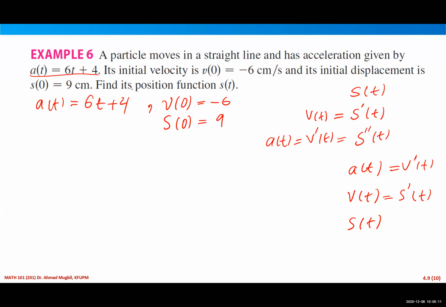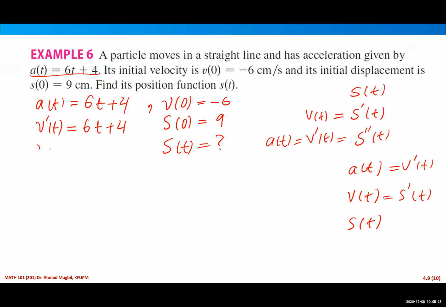Now, what do we want? The question is: find its position function, s of t. So we need s of t in general at any time t. This is what you are looking for. So what we will do, guys? Find the antiderivative. What is the acceleration? The acceleration is v prime, the first derivative of the velocity. So this is what we did. I just write v prime instead of a.